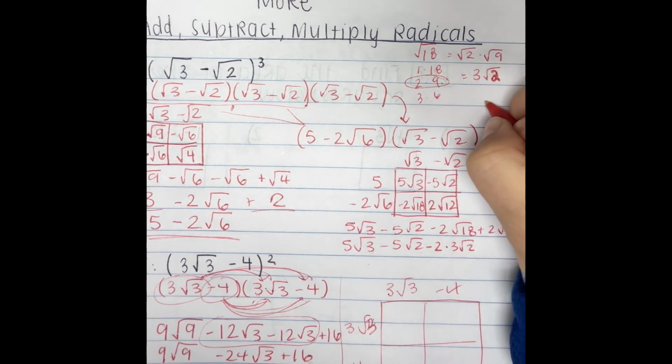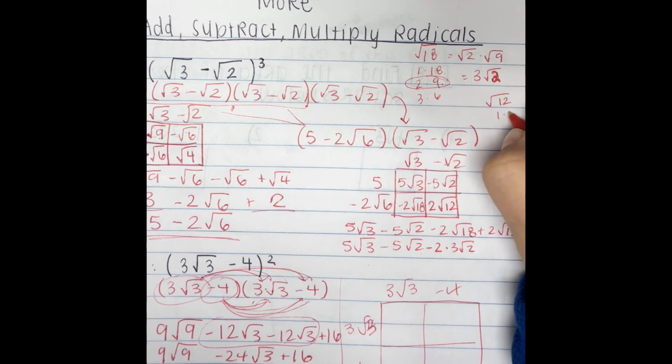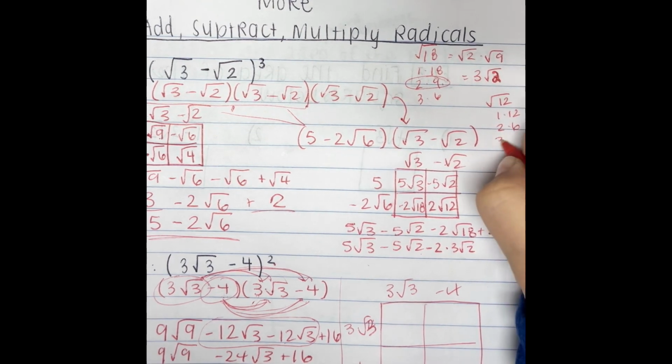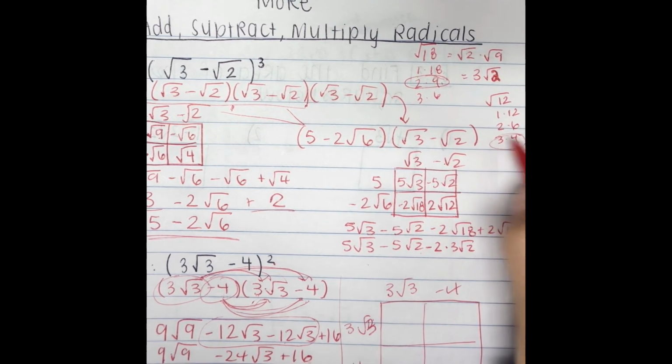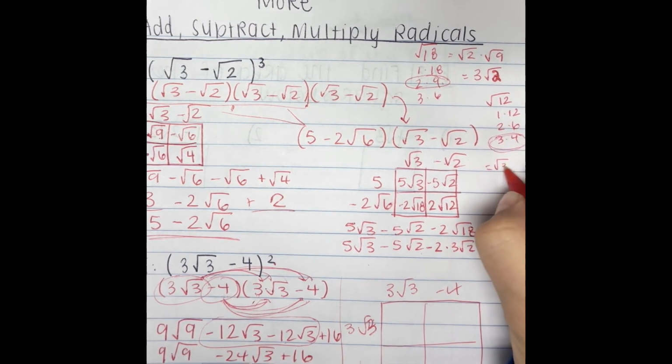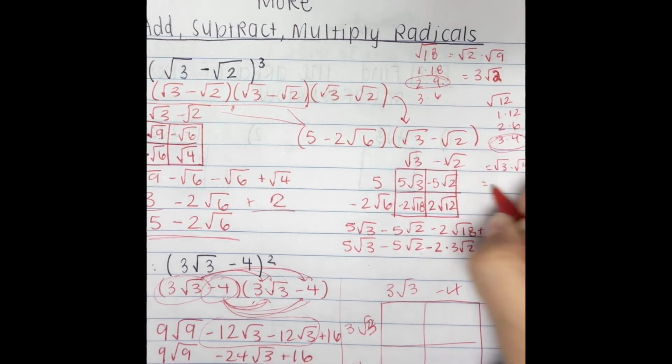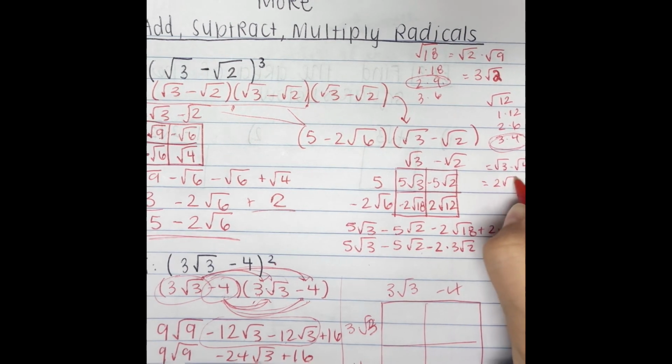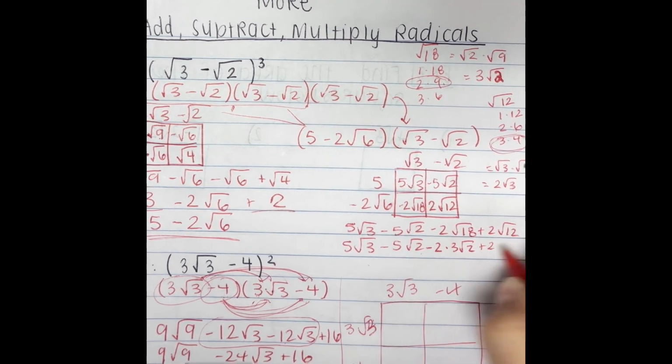And then we're going to do 12. So we get 1 times 12, 2 times 6, and 3 times 4. And 4 is my greatest perfect square. Okay, so we get square root of 3 times square root of 4. Square root of 4 is 2. Bring down your square root of 3. So plus 2 times 2 square root of 3.